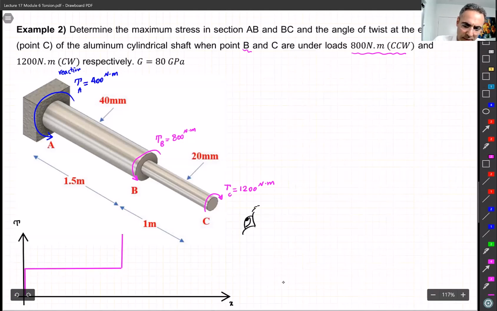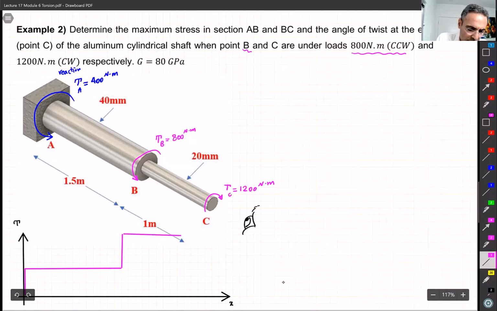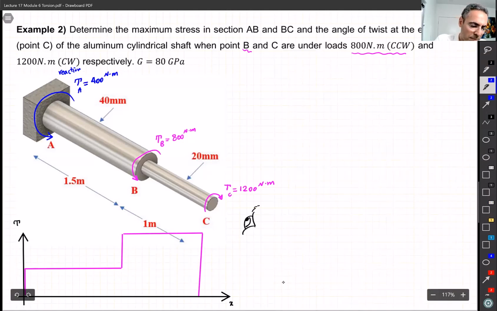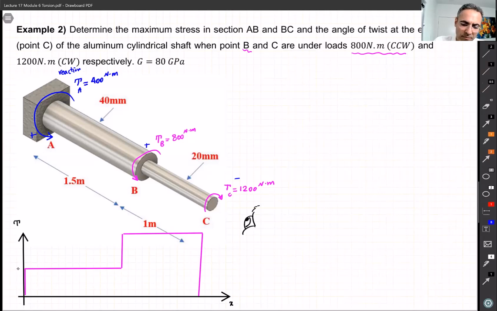All right, so let's go back. And what else? So from point B to C, everything is the same. And then at C, we have 1,200 clockwise, which is negative, right? Do you remember, always counterclockwise we consider positive, and clockwise we consider negative, right? And similar to axial load or bending or shearing diagram that we draw, the same concept. We break down these two different areas.